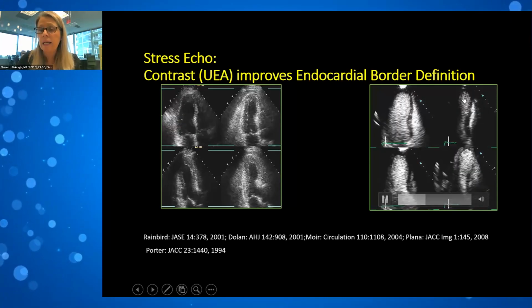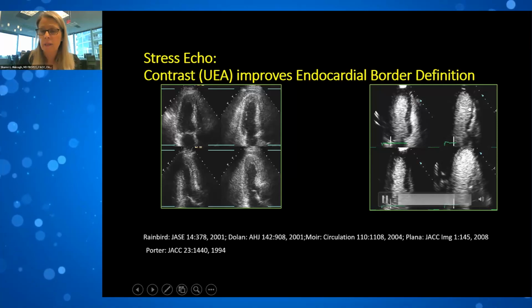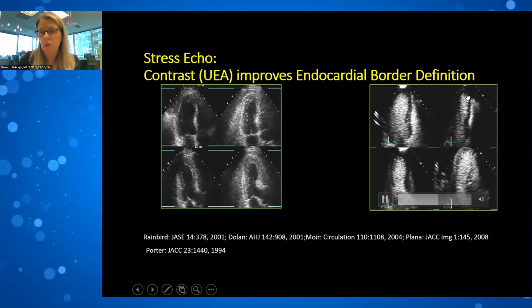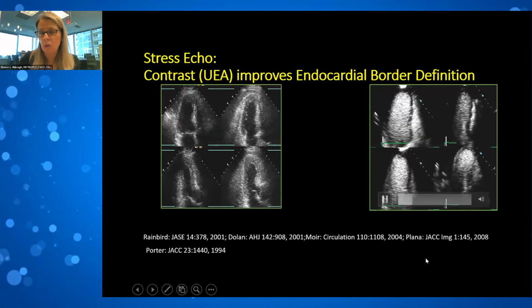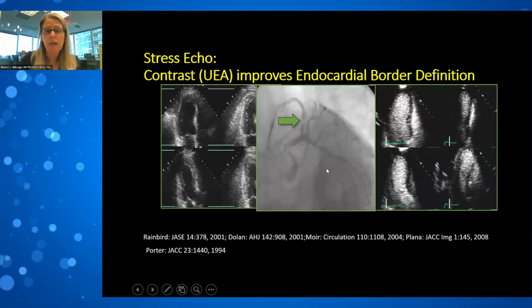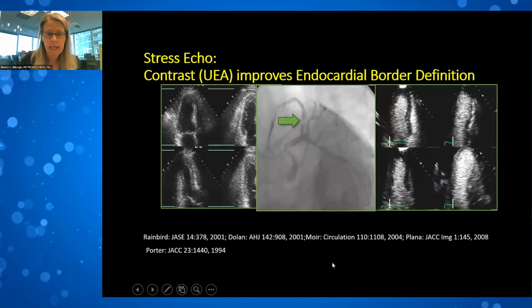apex here in the 4-chamber view, as well as in the apical long axis view. So this is the inferoseptum and the anteroseptum, which are very abnormal. And this patient went on to have a coronary angiogram and indeed had a very tight proximal LAD lesion.